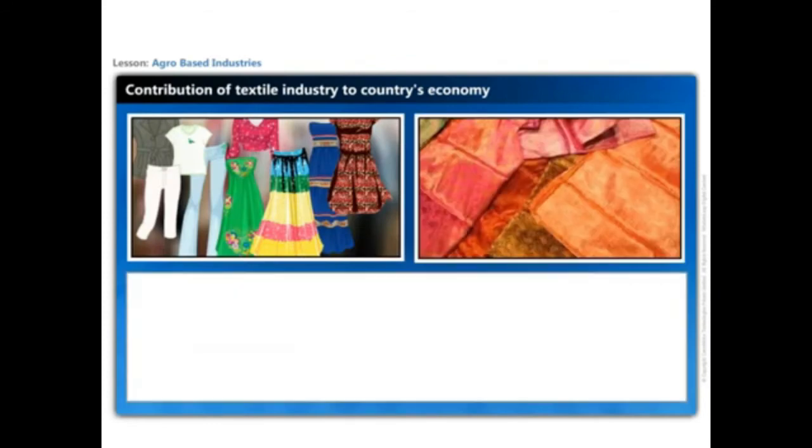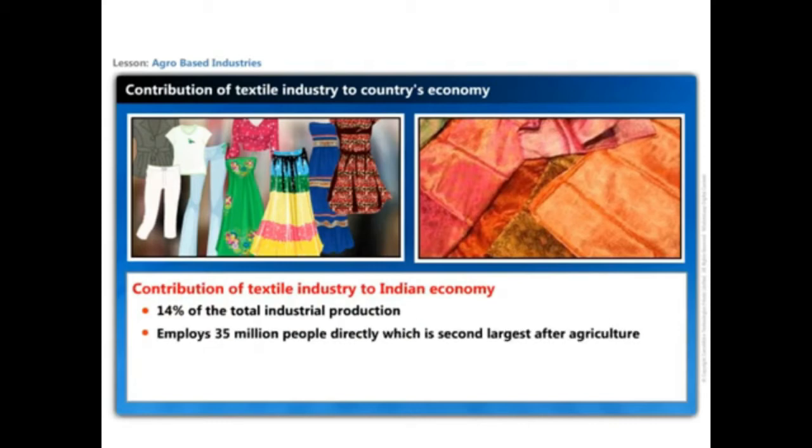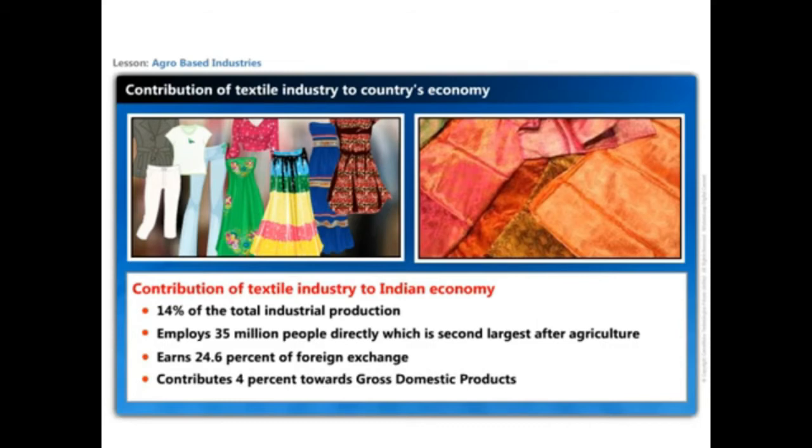Textile industry in India contributes 14% of the total industrial production of the country. It employs 35 million people directly, which is second largest after agriculture. This industry earns 24.6% of foreign exchange and contributes 4% towards gross domestic product.